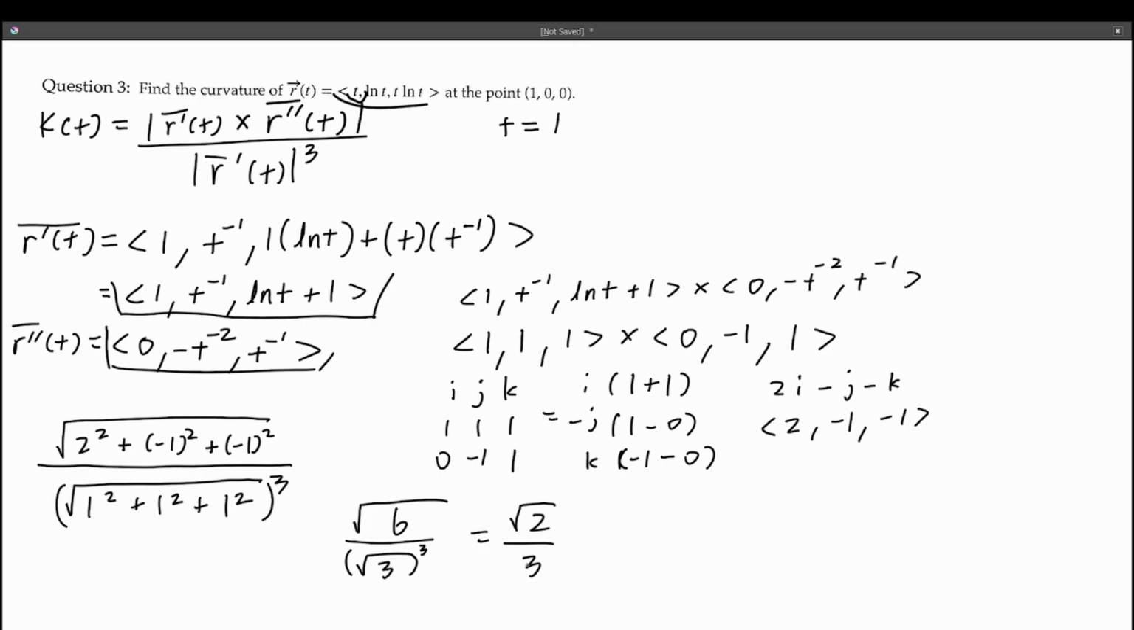And there we have it. That right there, that's our curvature.